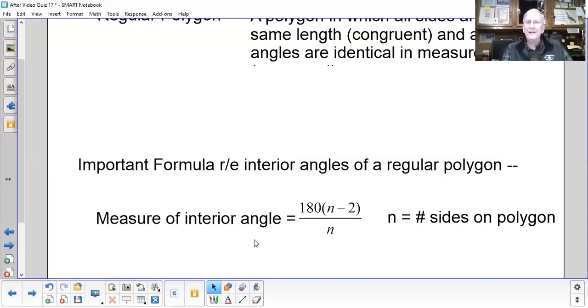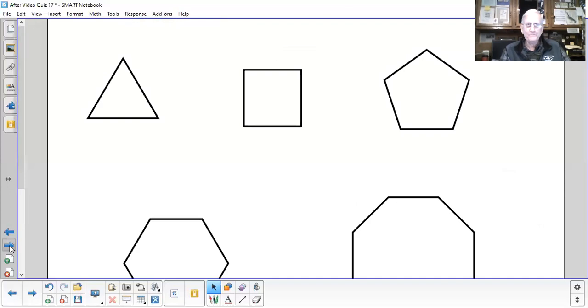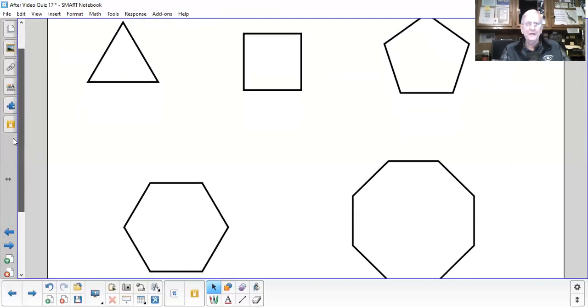So for a regular pentagon, for example, it would be 3 times 180, or 540, and then you would divide 540 by 5 to determine the number of degrees in each interior angle. I believe that would be 108 degrees for each interior angle in a regular pentagon, okay? All right, let's take a look at some of our regular figures here.